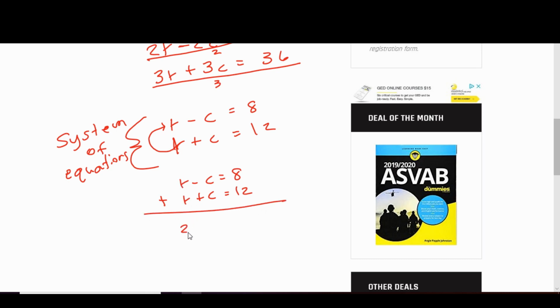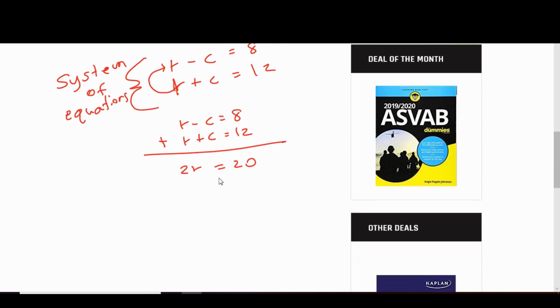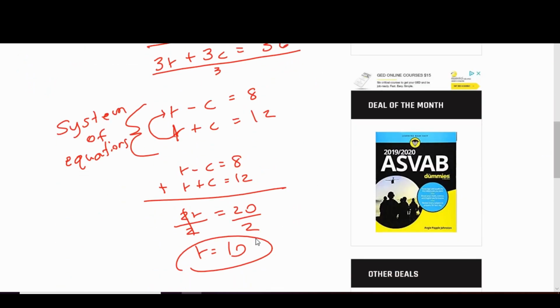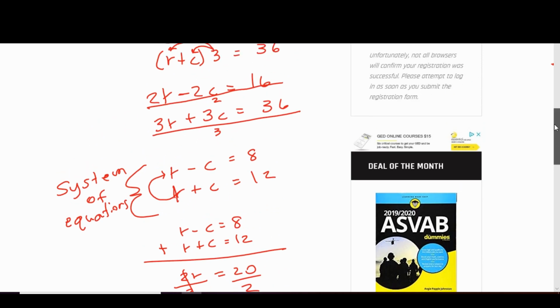R plus R is 2R. Negative C plus positive C is nothing. 8 plus 12 is 20. So you can see that by adding this second equation to this first equation, I got rid of the variable C, the current variable, and that gives me 2R equals 20. If I divide both sides by 2, that gives me R equals 10. So therefore, I know the speed or the rate at which the boat travels in still water is 10 miles per hour. And that answers the question.